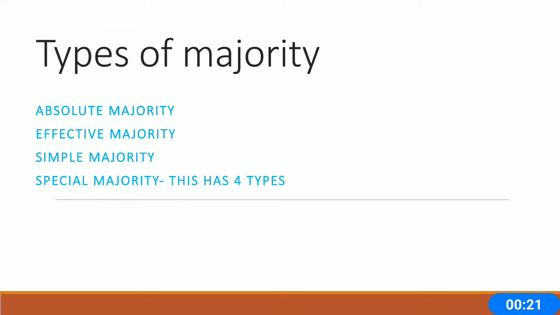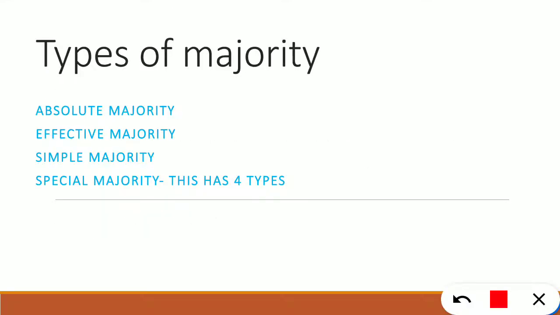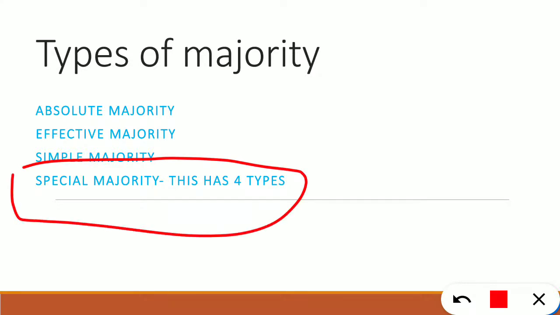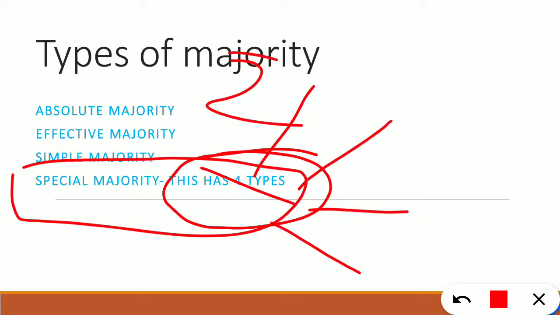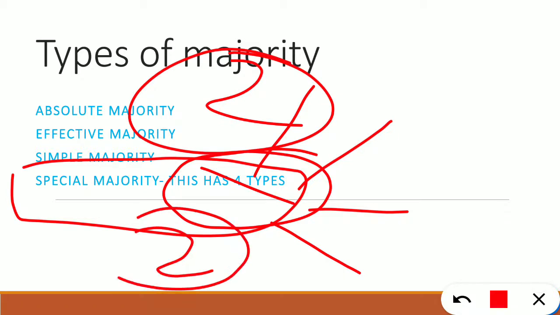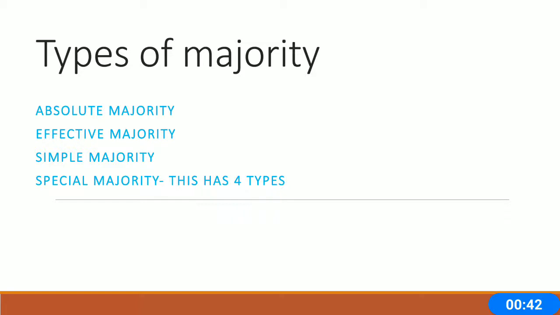Special majority has some different cases. One can say that there are four types of special majority. While neglecting two of the cases, there are two cases that are more important, as the other two are used very rarely. So we will read only two of the four cases.